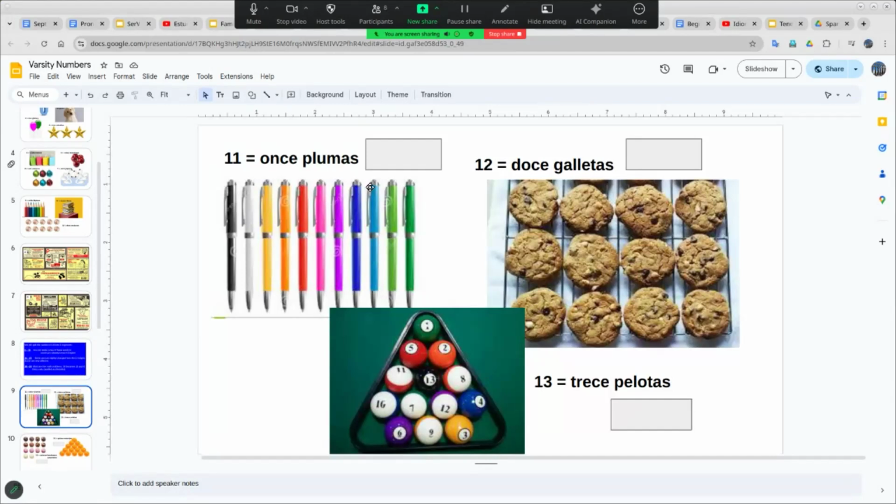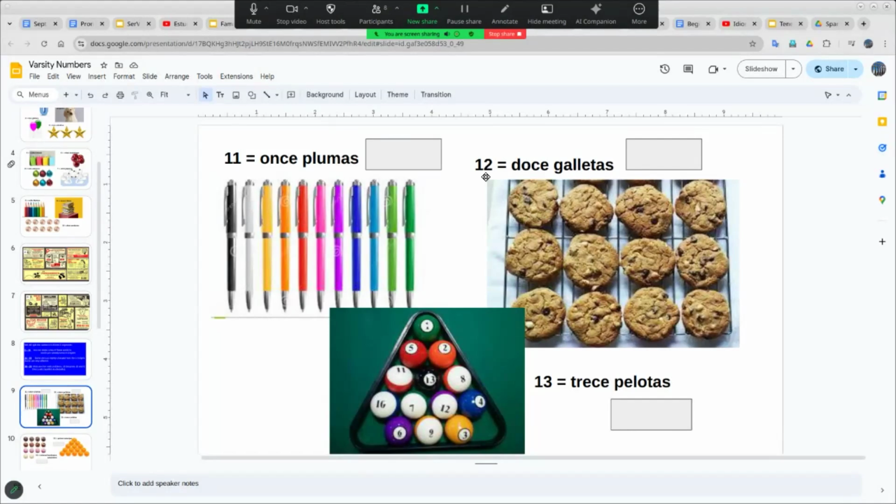Aquí. So we get single letter words. Once. 11. Once is kind of based on uno. It gets an N. Well, yeah, that's kind of a stretch. But anyway, once. 11 plumas. See? 11 plumas. 12, a dozen.